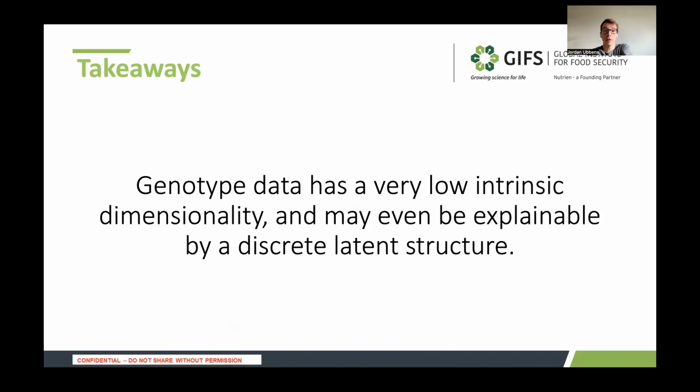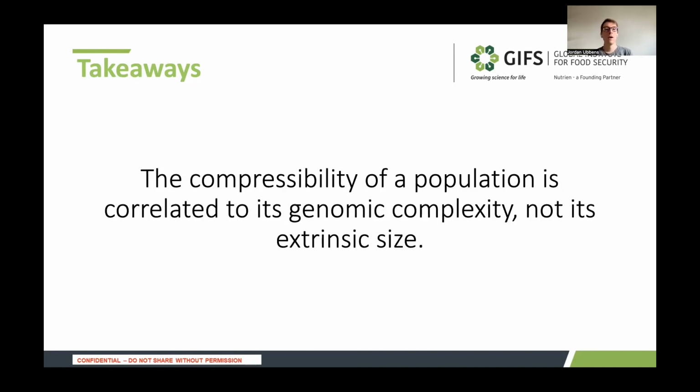So a few takeaways. Firstly, we showed that genotype data actually has a very low intrinsic dimensionality. This is sort of intuitive, but we kind of articulated it quantitatively. And we showed that, at least with respect to the genomic prediction task, we can actually explain this with a discrete latent structure, which compresses it even further from something like a nonlinear continuous manifold. And we also saw that the compressibility of a population is correlated to its genomic complexity, i.e. its ploidy, its recombination rate, or the diversity of hybrid ancestry, not to its extrinsic size, which again is that number of SNPs.